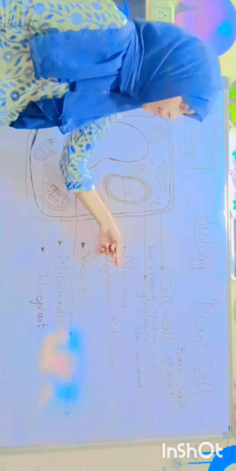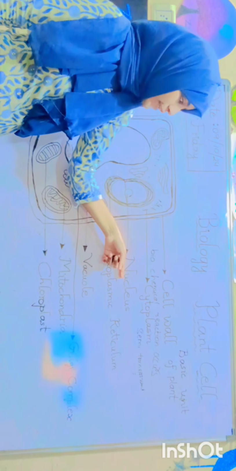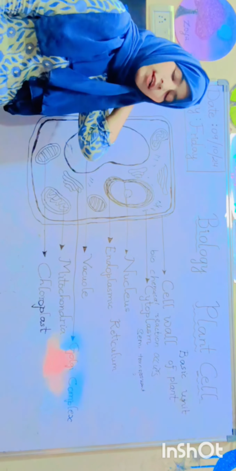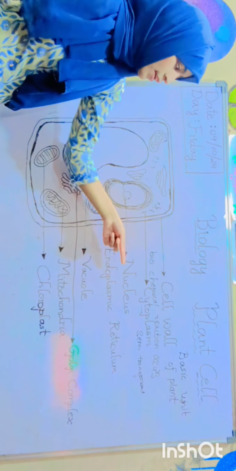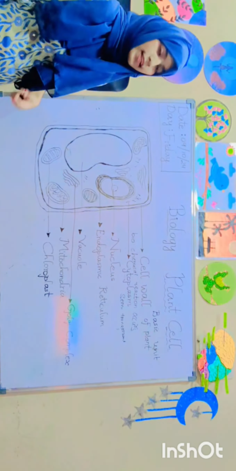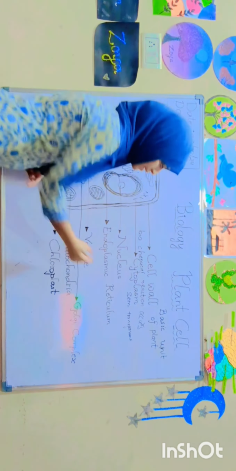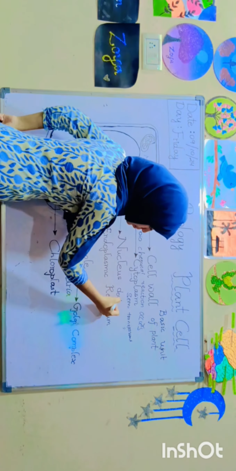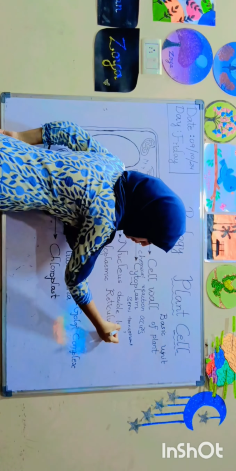Another one is the nucleus. The nucleus is one of the important parts of the plant cell. Like our brain, which controls all the functions of our body, the nucleus regulates all the functions of the organelles in the plant cell. The nucleus has a double layered membrane.